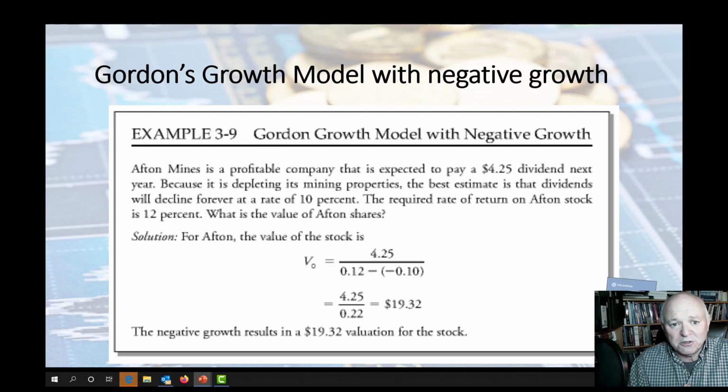Now, it's also possible to use a dividend model if we're looking at a firm with negative growth. Imagine companies that are in the mature stage or perhaps in the decline stage. They're not expanding their business. In many cases, they're winding down their business, and they're generating positive cash flows. What do they do with their cash? They can't reinvest it in the business because they're trying to wind it down. So they pay it out as a dividend.